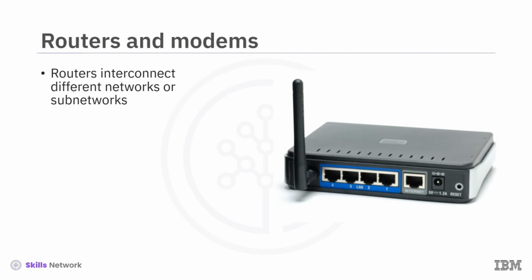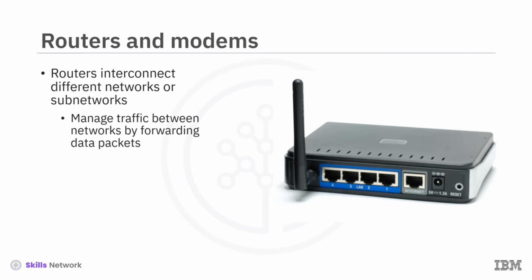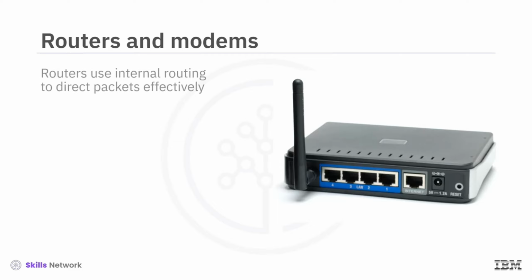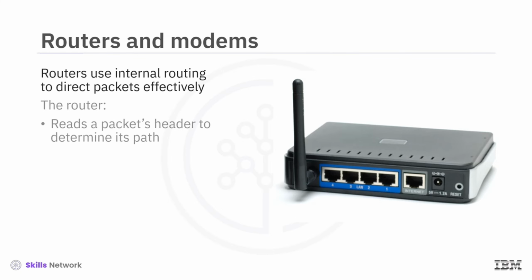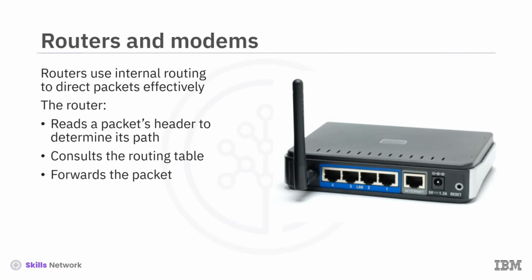Routers interconnect different networks or subnetworks. A router serves two primary functions. They manage traffic between networks by forwarding data packets to their intended IP addresses, and they allow multiple devices to use the same Internet connection. Routers connect to modems. To direct packets effectively, a router uses an internal routing table, which is a list of paths to various network destinations. The router reads a packet's header to determine its path, consults the routing table to figure out the most efficient path, then forwards the packet to the next network in the path.